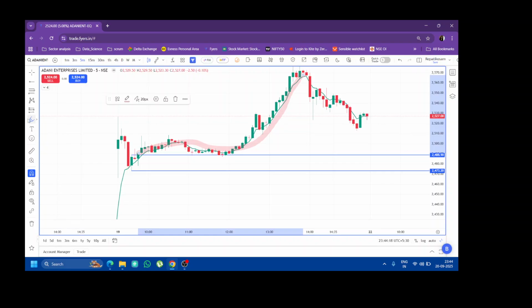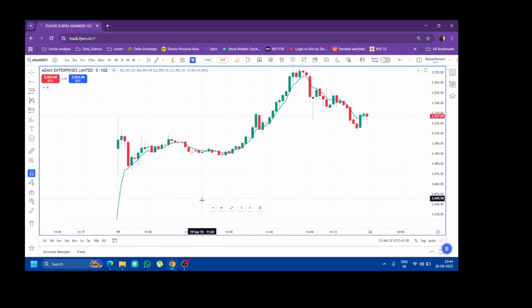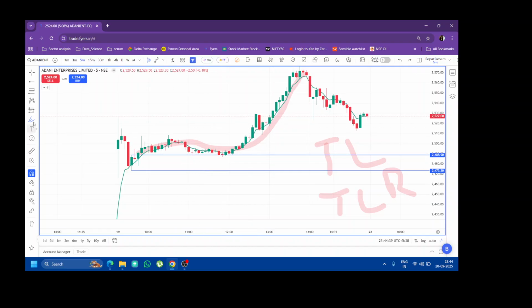Okay. So this candle is called trend line reversal. So we learned the trend line, how the trend line is formed, and we learned the trend line reversal, how to take the trade on the trend line reversal. Now, when to exit? When to exit?